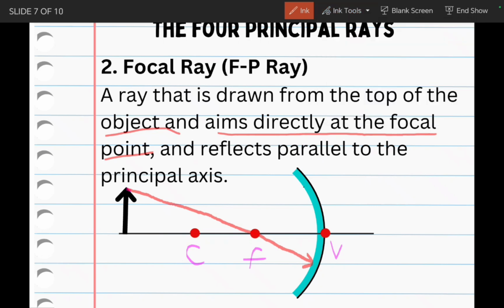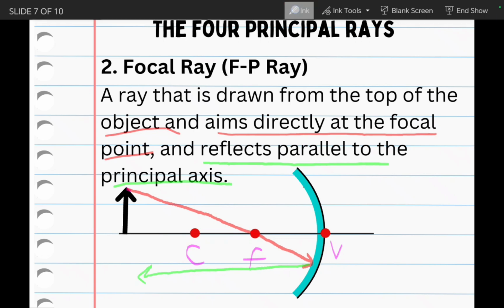Okay, let's use the green color. It reflects parallel to the principal axis. Here is an arrow for the reflected ray. Just like before, it will only follow the principal axis. There you go, that is the F2P ray. Okay, are we good? Can we move to the next slide?